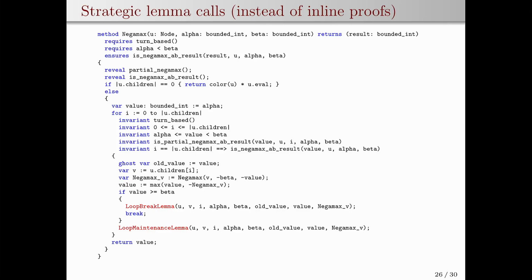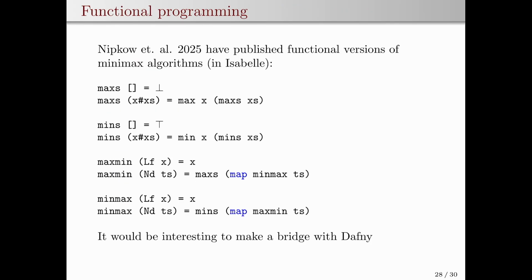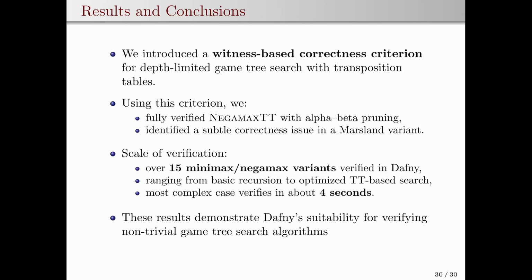Here we see an example of these lemma calls. Just at the end of a loop or in front of a break, that's a place where proof obligations hold. We insert a lemma. And actually this happens a lot. If you change the invariants, you need to do it again. I would really like to have a feature where Dafny helps me to generate a stub for such a lemma, because it's a tedious job. You need to do all kinds of calculations to find the exact state at that point where you call the lemma and put them in the requirements. I think it can be automated and it would be quite helpful. Finally, let's skip this. There's also functional programming.